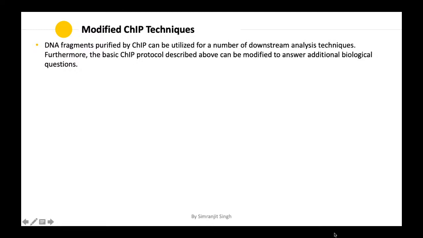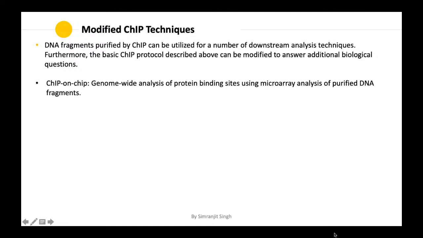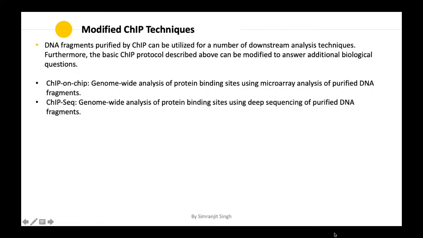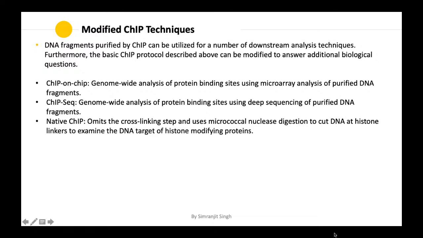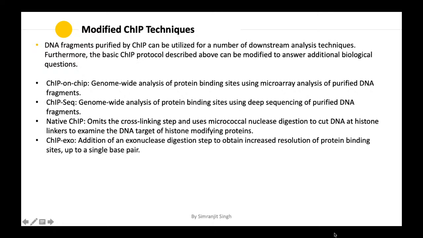There are some modified forms of the ChIP technique. First is ChIP-on-chip, which is genome-wide analysis of protein binding sites using microarray analysis of purified DNA fragments. Then ChIP-seq, which is a genome-wide analysis of protein binding sites using deep sequencing of purified DNA fragments. The native ChIP omits the cross-linking step, and we use mainly micrococcal nuclease digestion to cut DNA at histone linkers to examine the DNA targets of the histone modifying proteins. Then ChIP-exo adds an exonuclease digestion step to obtain increased resolution of protein binding sites up to single base pairs.